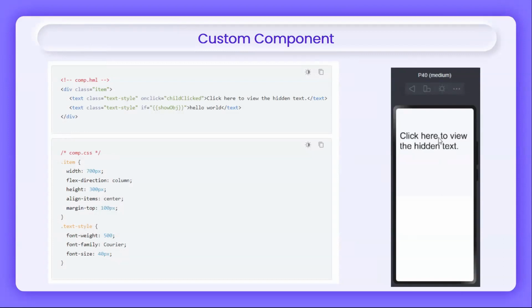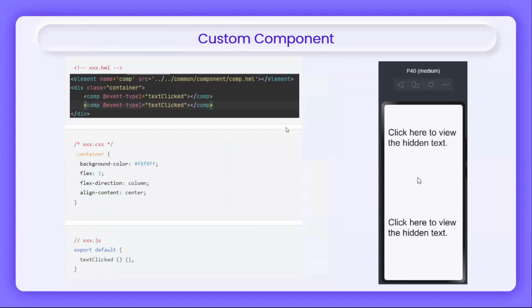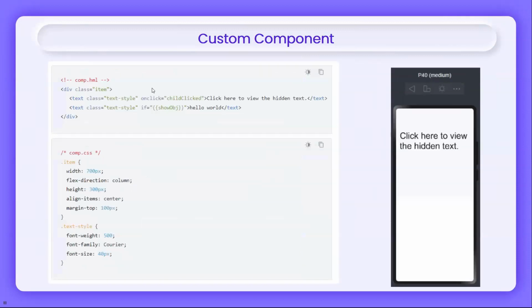First of all, we will create a simple component, and then we will import it inside our main index file by using the element tag. We can name the component whatever we want. In this instance, we have named it comp, and as you can see, we have used the comp twice. If we had not used this element tag, then we would have to write these two very long lines twice, thrice, or even more, and it would make the code look ugly.